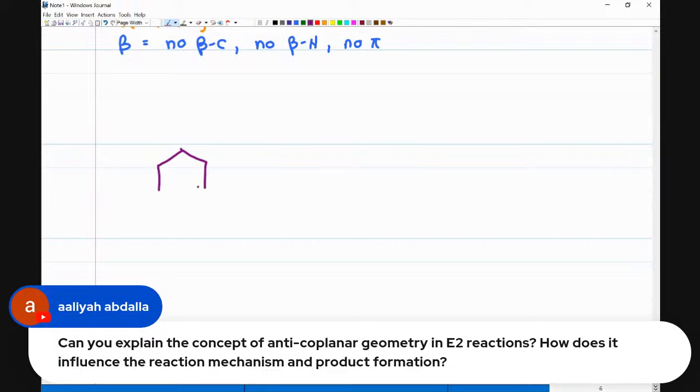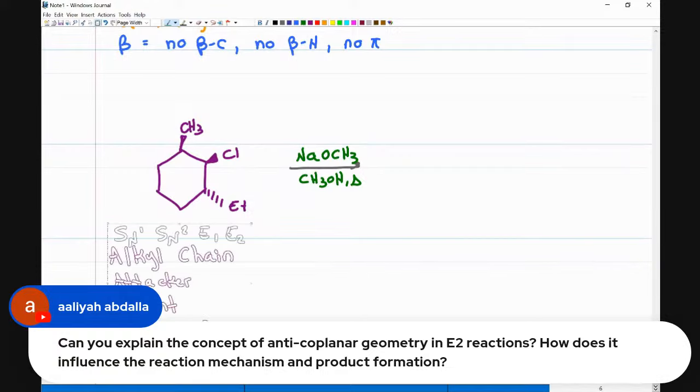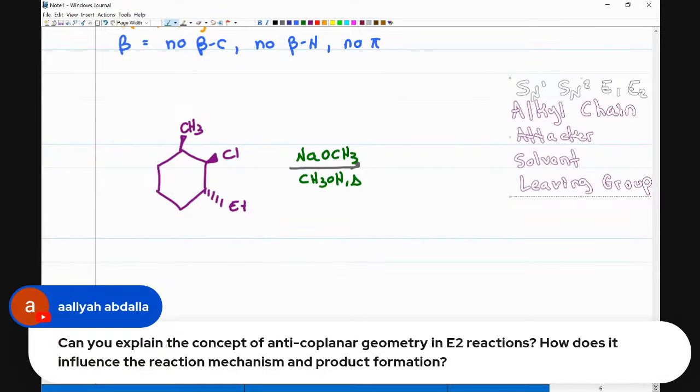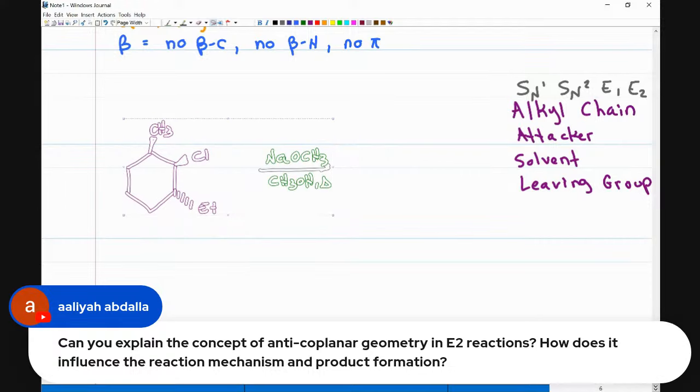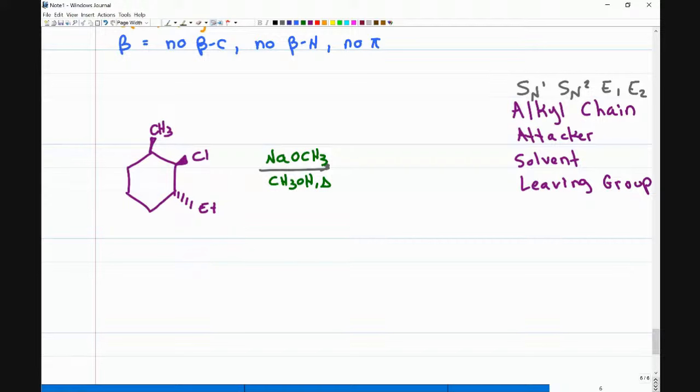Say I have a molecule that looks like this with a chlorine coming out of the page, and I have a CH3 coming out of the page here, an ethyl group coming out of the page here. So that's my starting molecule. I want to react it with NaOCH3 and CH3OH and heat. The first thing we have to figure out is what reaction is going to take place here. Will it be SN1, SN2, E1, or E2? Let me know in the comments if you think this is easy, medium, or hard, and we'll work through it together.